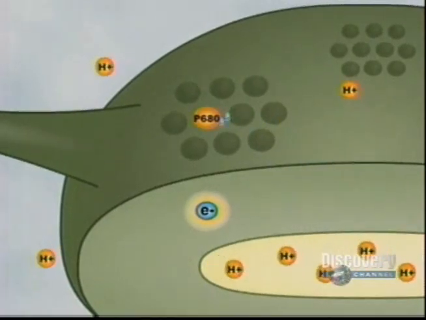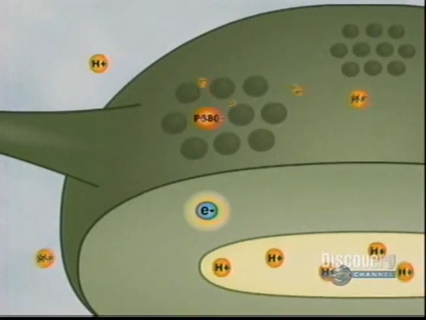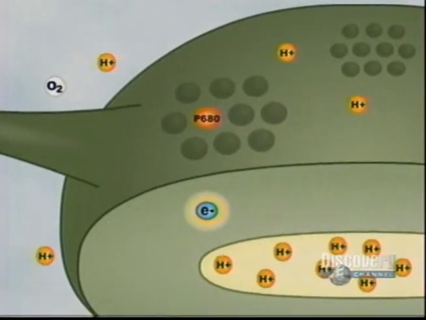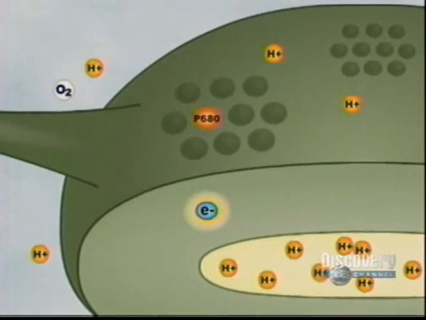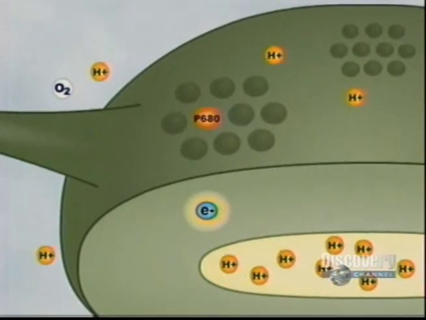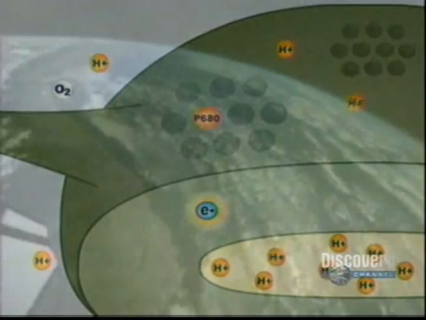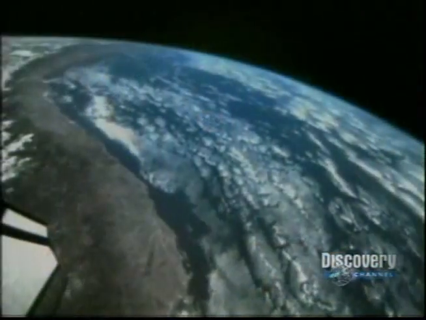To replace these missing electrons, 2 molecules of water are broken apart. This produces 4 hydrogen atoms and 1 molecule of oxygen, which is released into the atmosphere. Photosynthesis produces almost all the oxygen in our atmosphere.